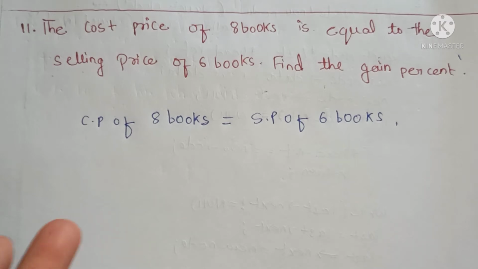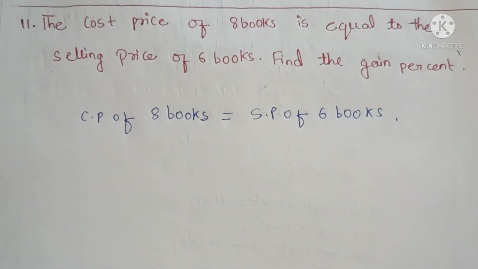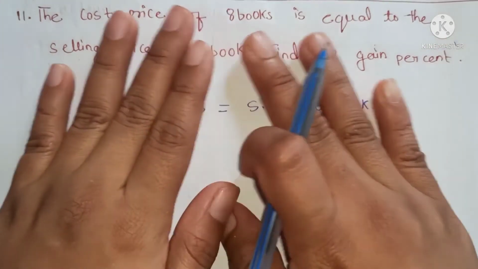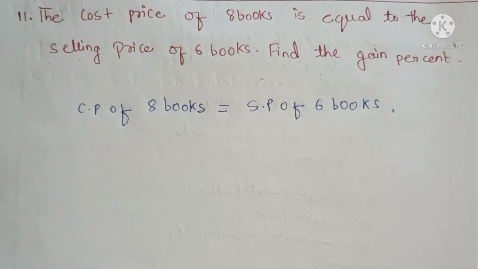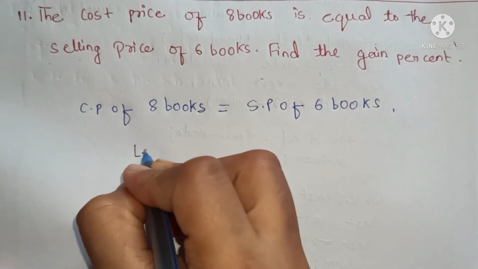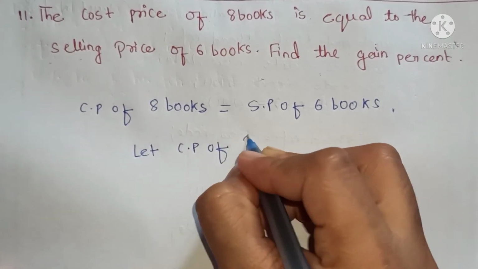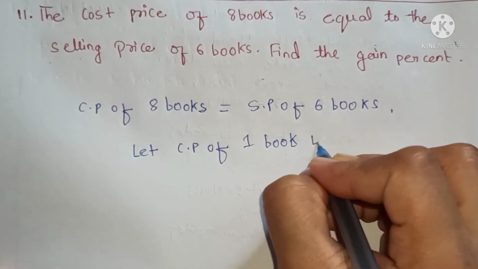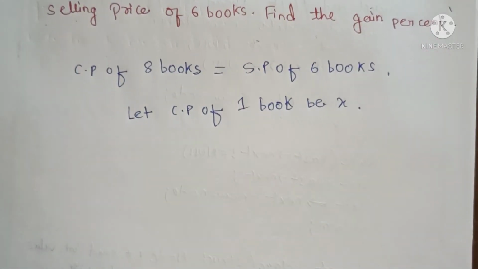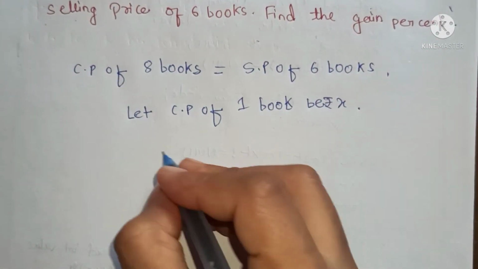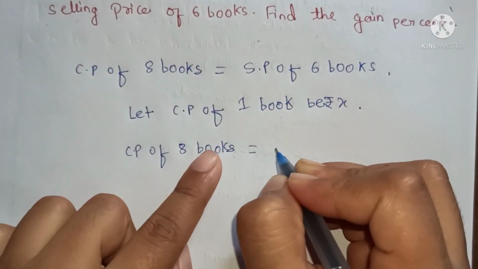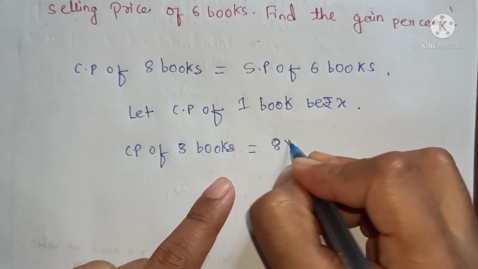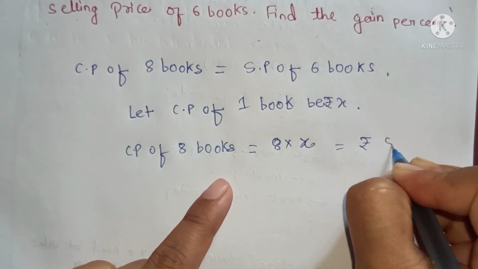And we are asked to find the gain percent, that is the profit percentage. Now this question seems impossible to many students, right? A lot of confusion is there in this question because neither the CP nor the SP is given. So how can we find it out? What we will do is let the CP of one book be rupees X. So the CP of 8 books, because we are given 8 books, will be 8 into X, that is rupees 8X.